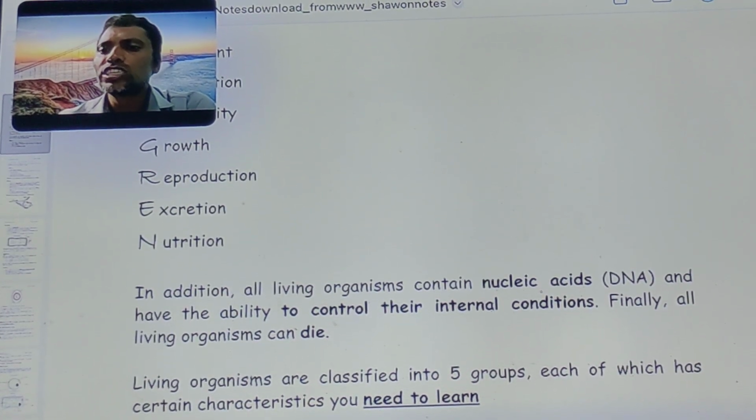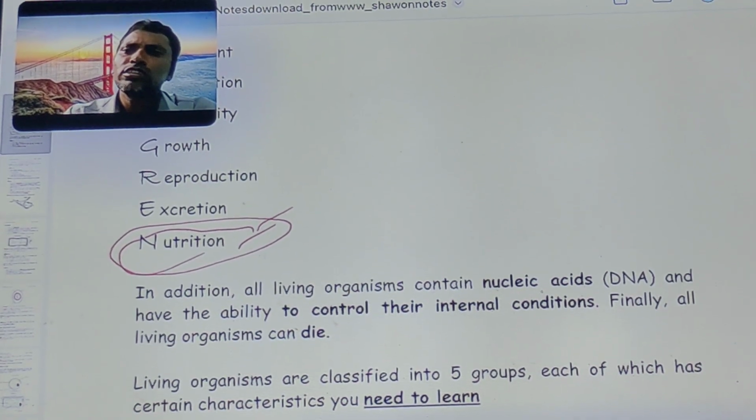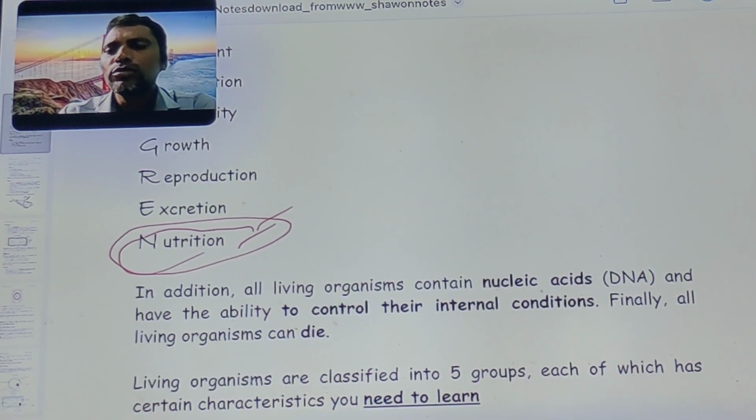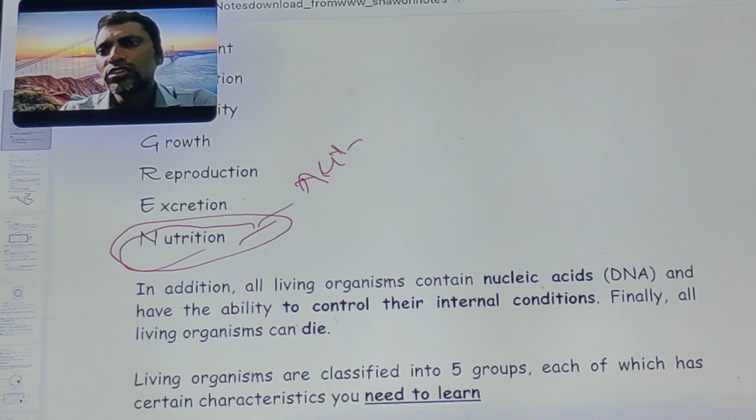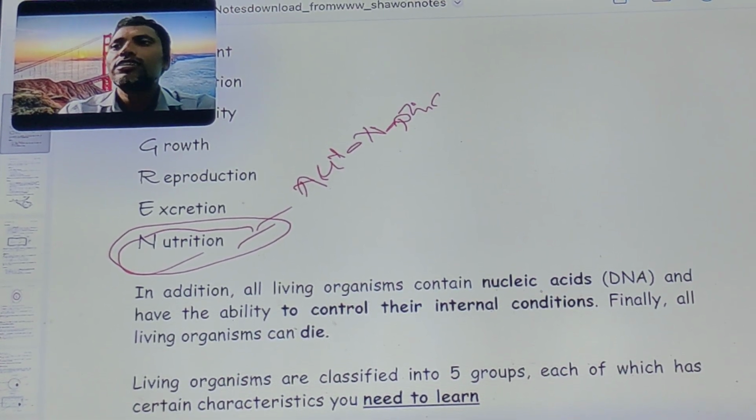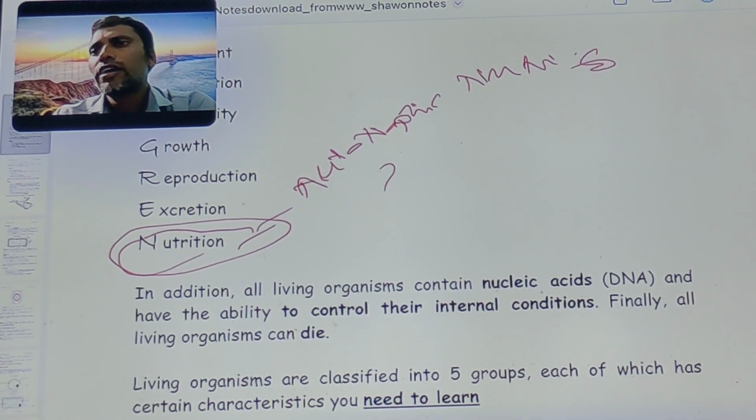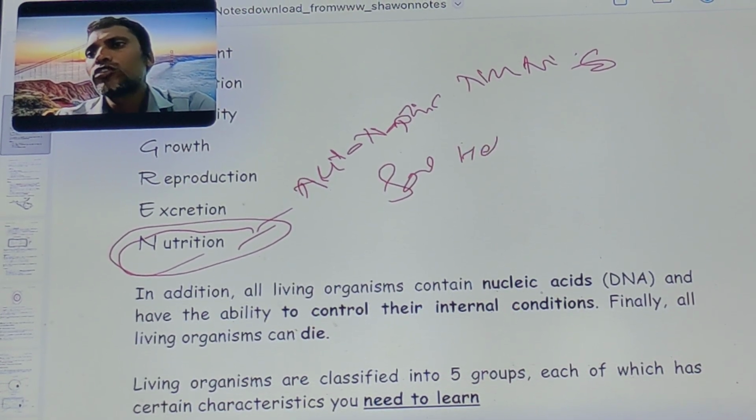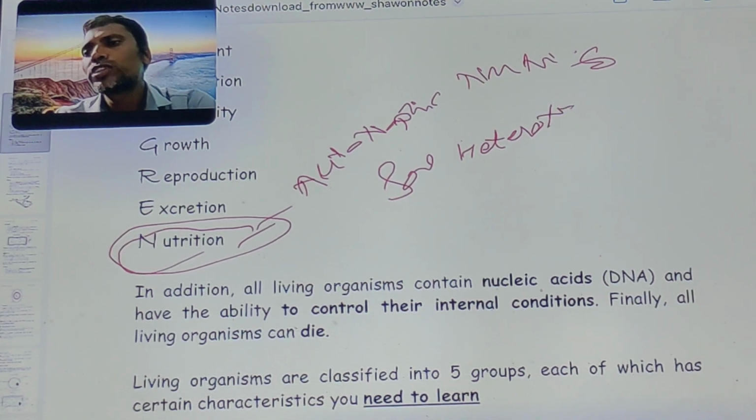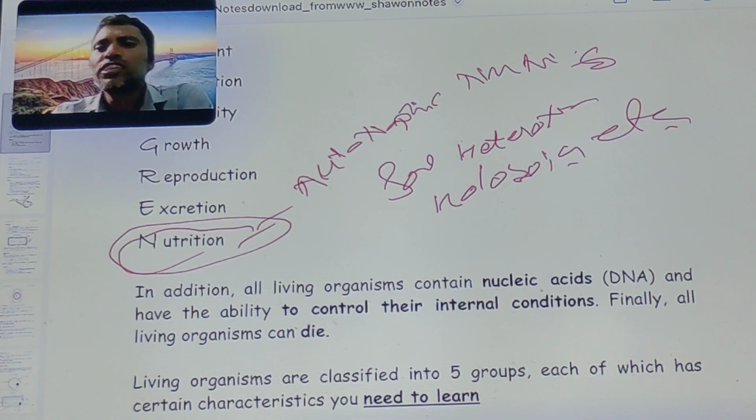Next, nutrition. What about nutrition? Some organisms have autotrophic nutrition, and some have heterotrophic nutrition, holozoic nutrition, etc. These are the different types of nutrition.